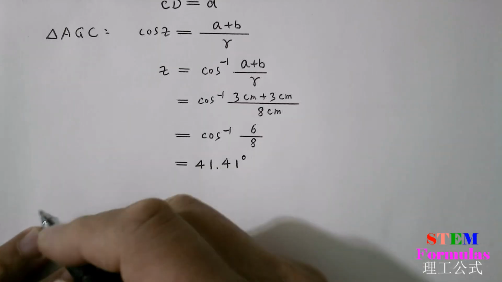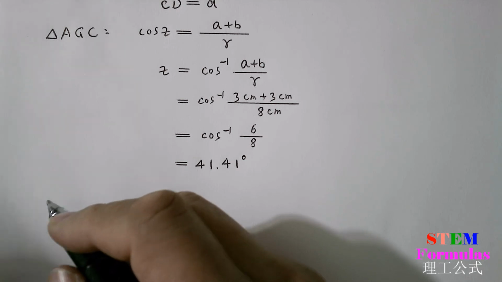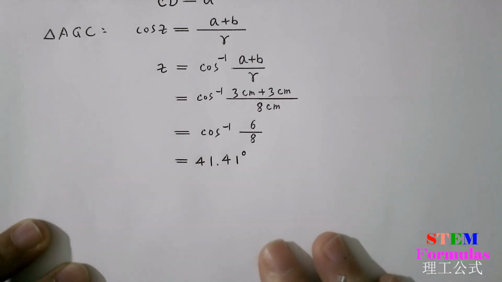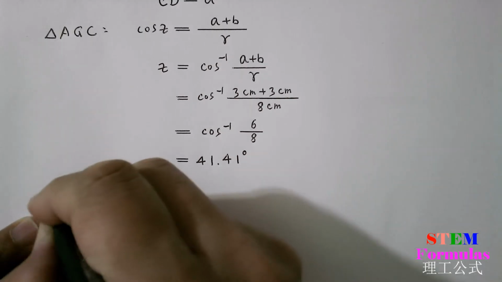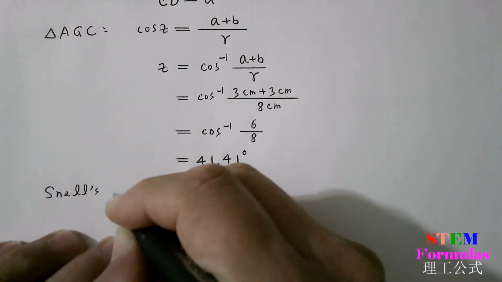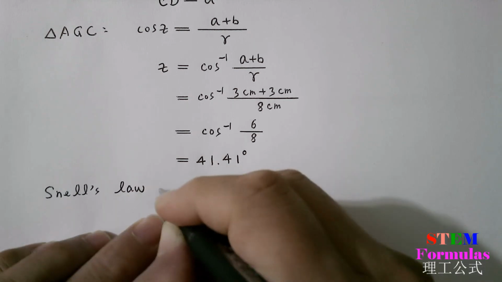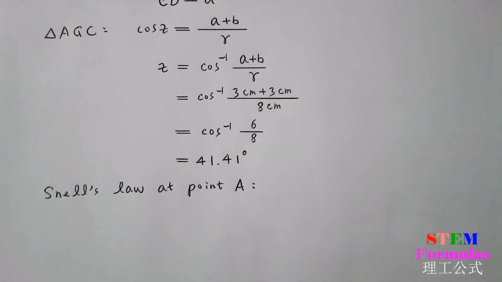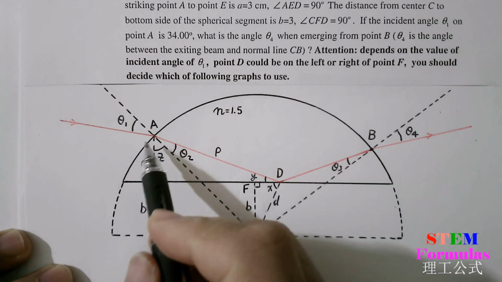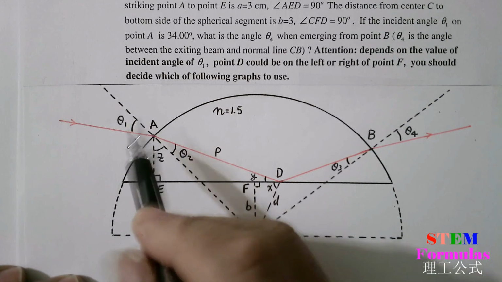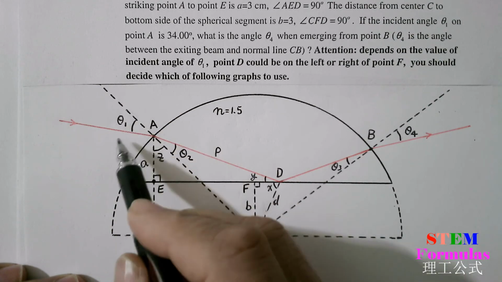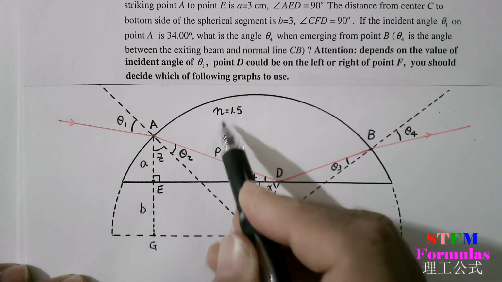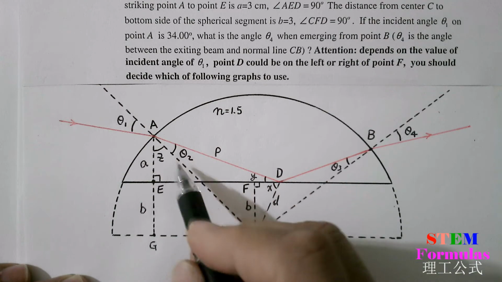Next point, I apply Snell's law at point A. So at point A, I apply Snell's law. The air index of refraction is 1. 1 times sine theta 1 equals n, equal 1.5, times sine theta 2.